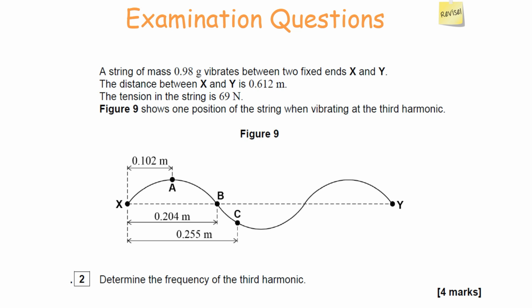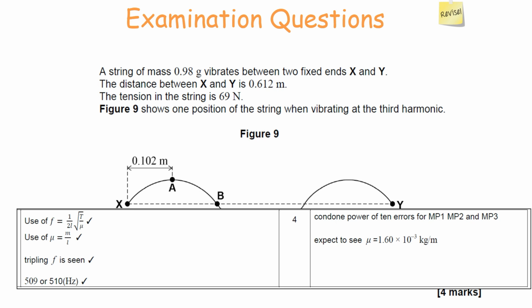Now as well, it's important to note that because it's the third harmonic, when you've worked out your value for frequency in that equation, you've worked out the fundamental frequency. So to work out the frequency of the third harmonic, you've then got to multiply the frequency by 3, because the value you get in the equation f equals 1 over 2L times the square root of T over mu, when mu is mass over length, is the fundamental frequency, the base value. So to work out your harmonic, you multiply by the harmonic number. Because it's the third harmonic, it's going to be tripled. So the answer is going to be 509 or 510 hertz.